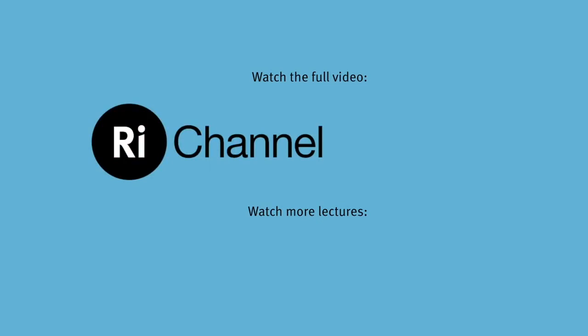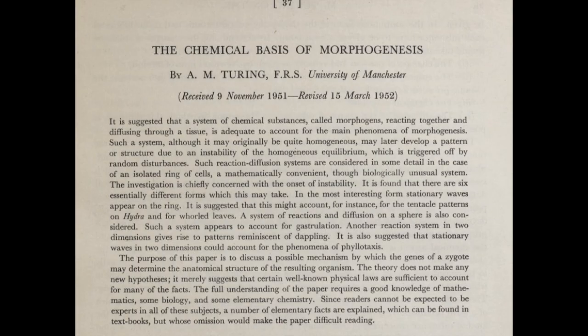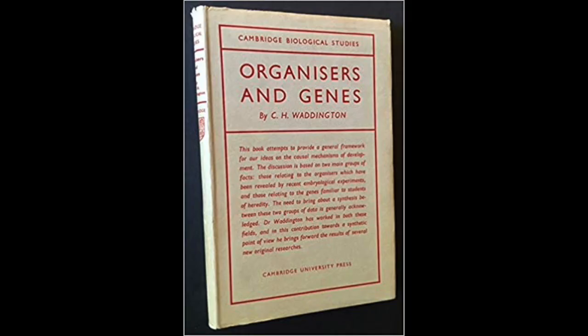Okay, so right before Alan Turing got started writing this paper, The Chemical Basis of Morphogenesis, he read Darcy Wentworth Thompson's On Growth and Form, which you read the introduction to, and he also read Conrad Howell Waddington's book, Organizers and Genes.